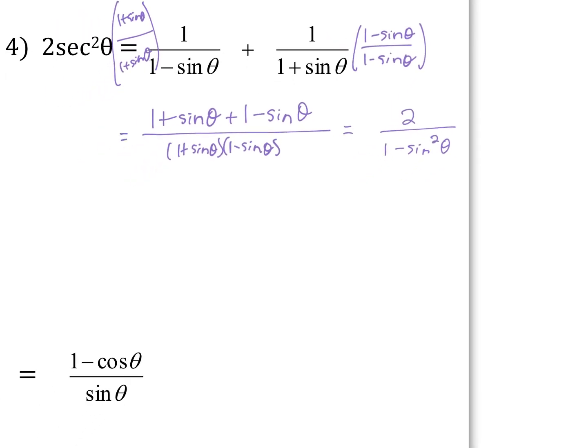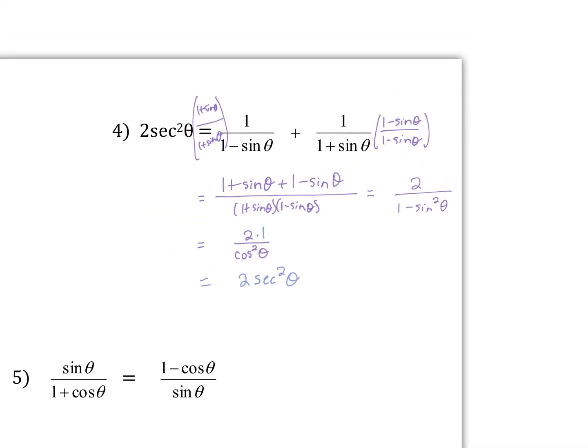And then I know that 1 minus sine squared theta is equivalent to cosine squared theta. I don't know if it's helpful to do this, but for some people it's helpful to see this as 1 over cosine squared theta, to help you think about the fact that that's 2 times the secant squared theta. And that's what we wanted to show or verify. So we have indeed shown that this is an identity. These are equal to each other.